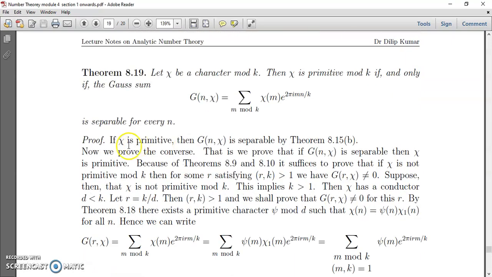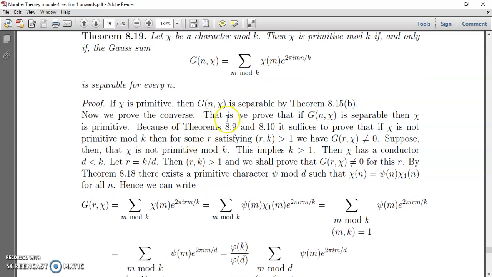Then the remaining part. So if chi is primitive, then g of n, chi is separable. So now we have to prove the converse part. That is, if g of n, chi is separable, then we have to prove that chi is primitive. This is what we have to prove.